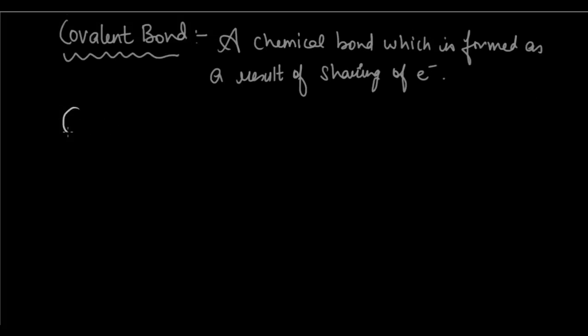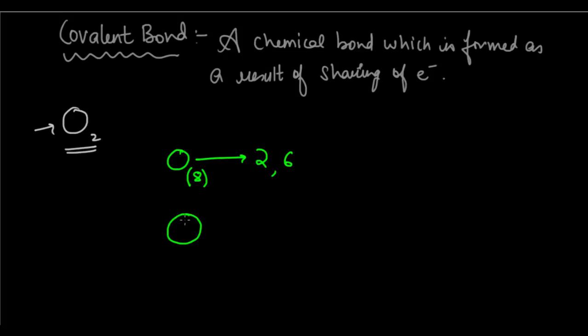For example, the oxygen molecule, O2, right? We know this oxygen molecule. How does it form? Let us have a look. Oxygen has an atomic number of 8 and its electronic configuration will be 2, 6, right? So now if we draw its Lewis dot structure, by showing only the valence electrons, that is, electrons in the outermost shell, so 1, 2, 3, 4, 5, 6, right? This is the Lewis dot structure for an oxygen atom.